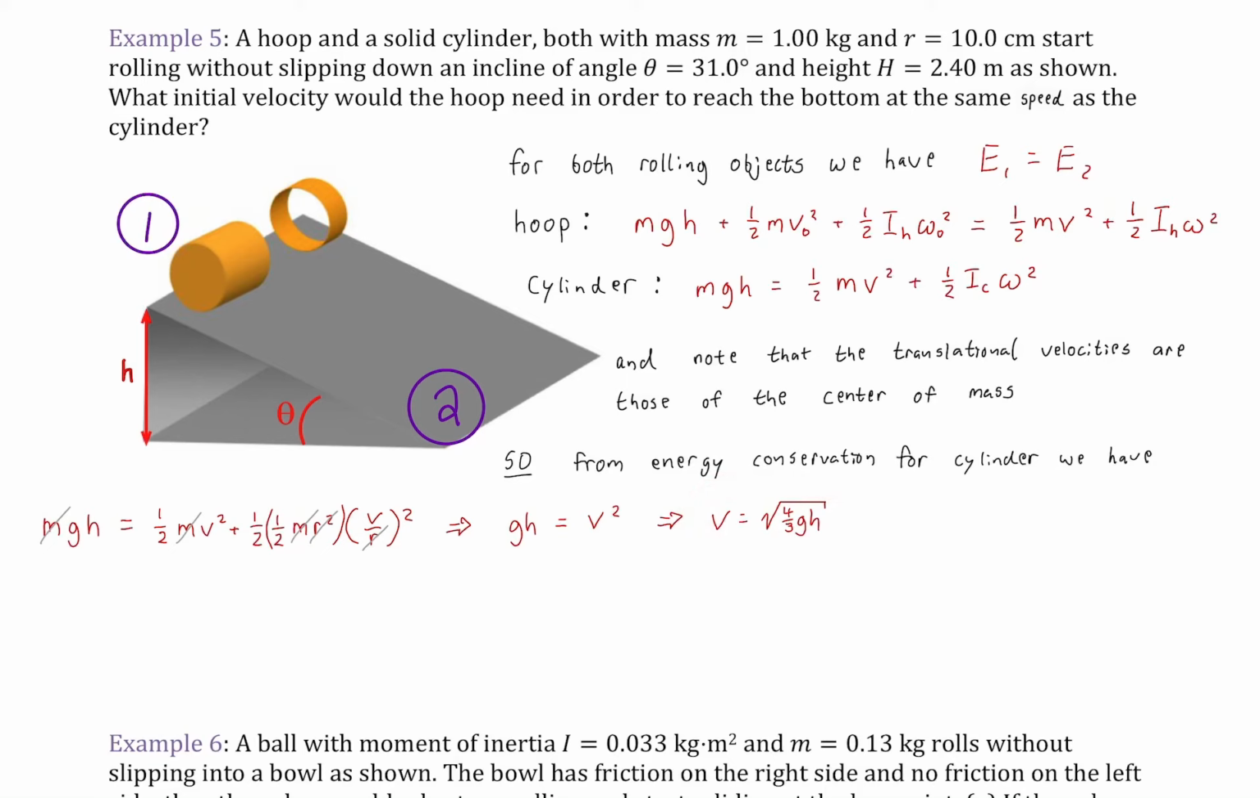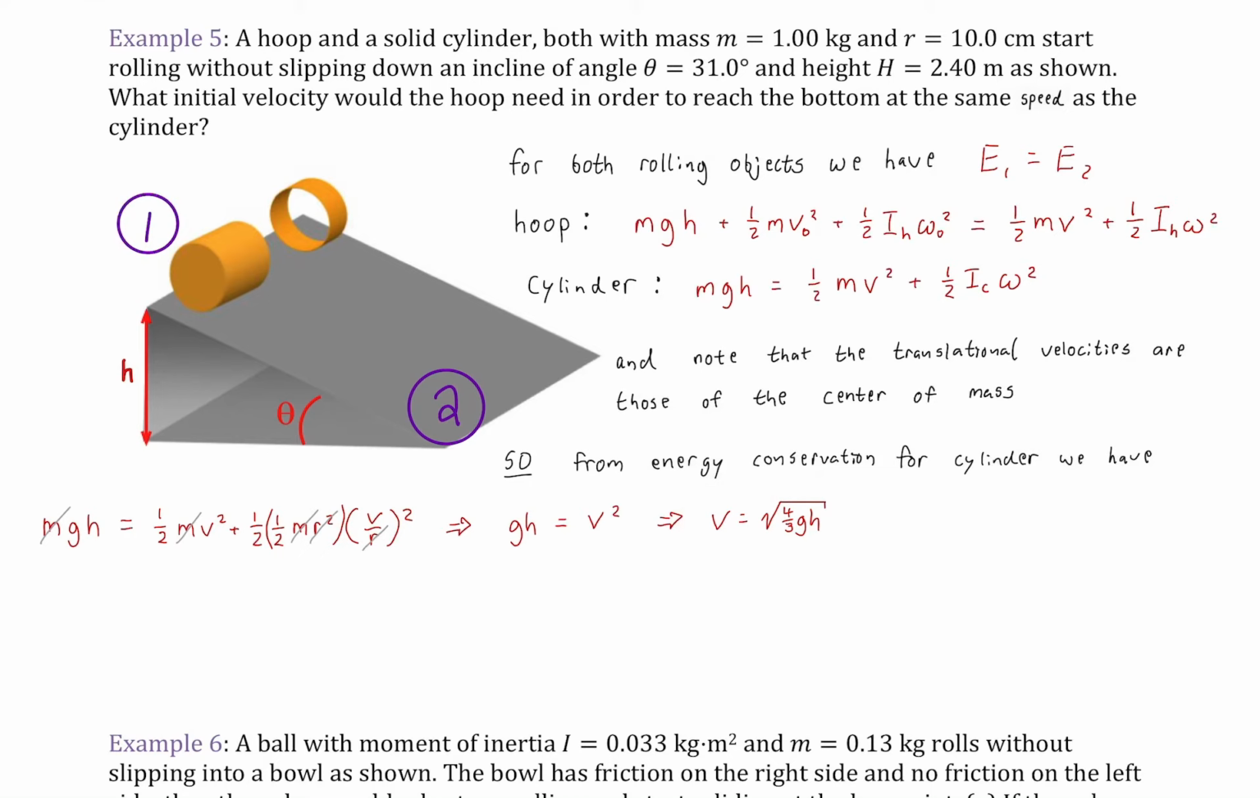And why 3/4? Well, because you have a 1/2 v squared here, and then you've got a 1/4 v squared here, because it's 1/2 times 1/2. And so then 1/2 plus 1/4 is 3/4. So it should be 3/4 right there. And then when you cross multiply, it becomes 4/3 times gh, and then you take the square root of both sides.